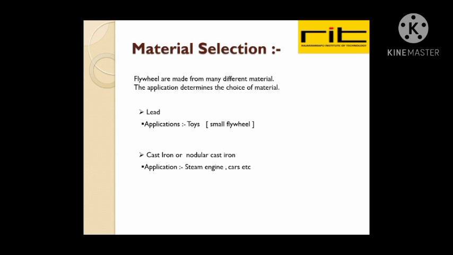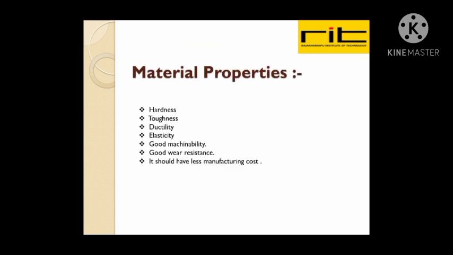Material selection. Flywheels are made from many different materials. The application determines the choice of material. Lead flywheels are used in toys. Then the second material, cast iron or nodular cast iron, is used in steam engines and cars. Material properties: hardness, toughness, ductility, elasticity, good machinability, good wear resistance. It should have less manufacturing cost.